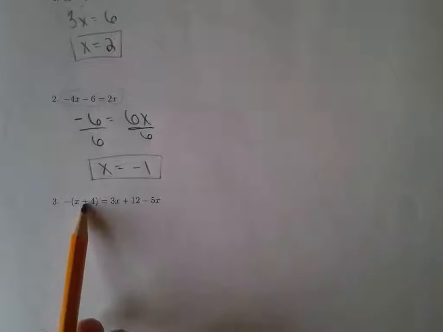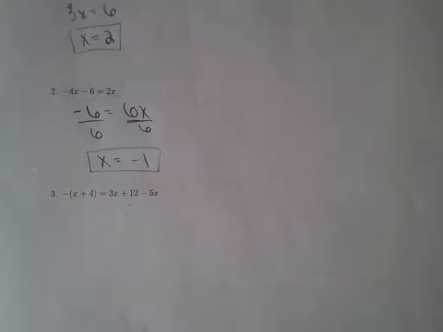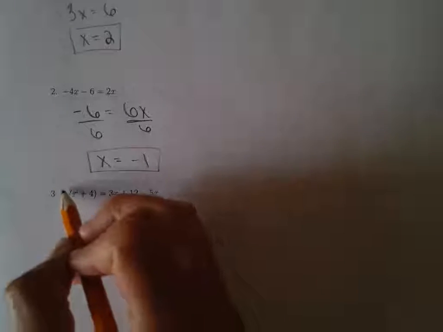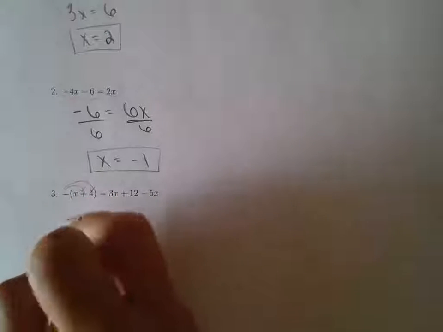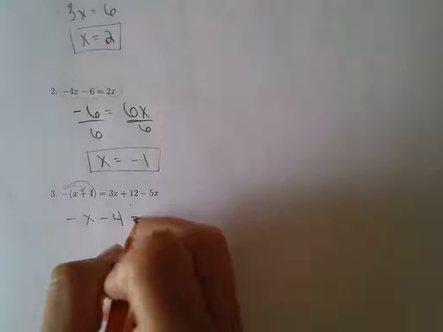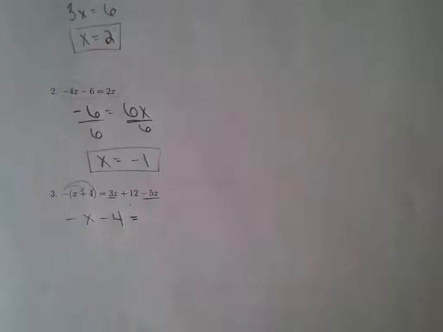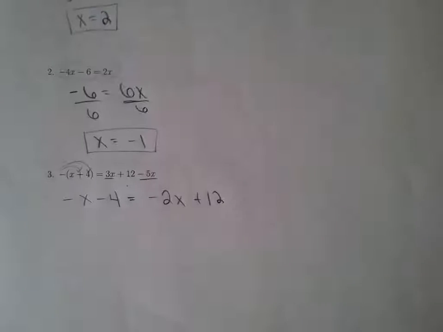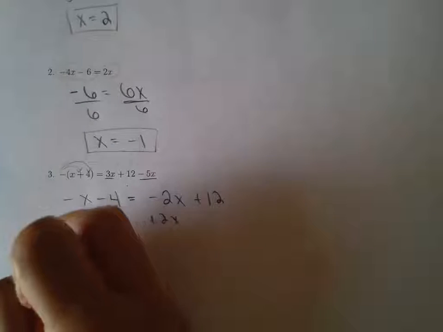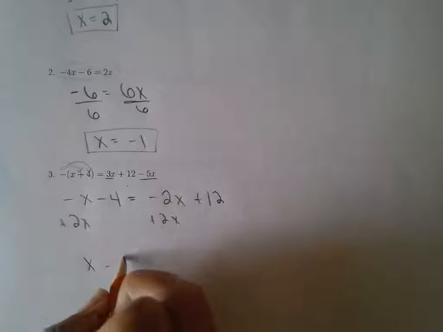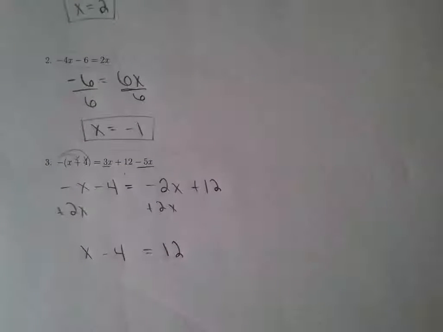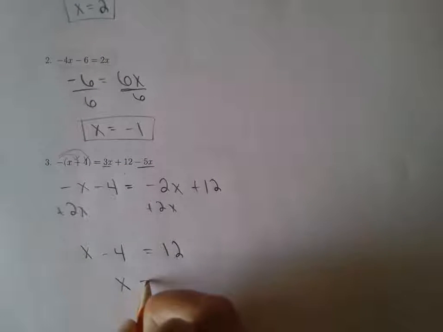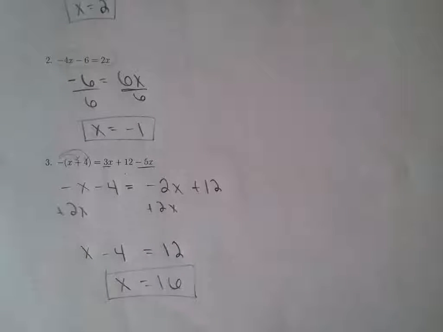Again, you could graph both sides of this equation, find the intersection point. Okay, so I'm going to go ahead and simplify first. I'm going to go ahead and distribute the negative to both of these. This would be minus x minus 4 equals. We can also combine the 3x and the minus 5x, so this would be minus 2x plus 12. Now I'm going to finish solving. I'm going to bring the 2x over. So this would be x minus 4 equals 12 is what we have left. And then add 4 to both sides, so x equals 16, and we're done. Again, you could do this with your calculator, get the same solution.